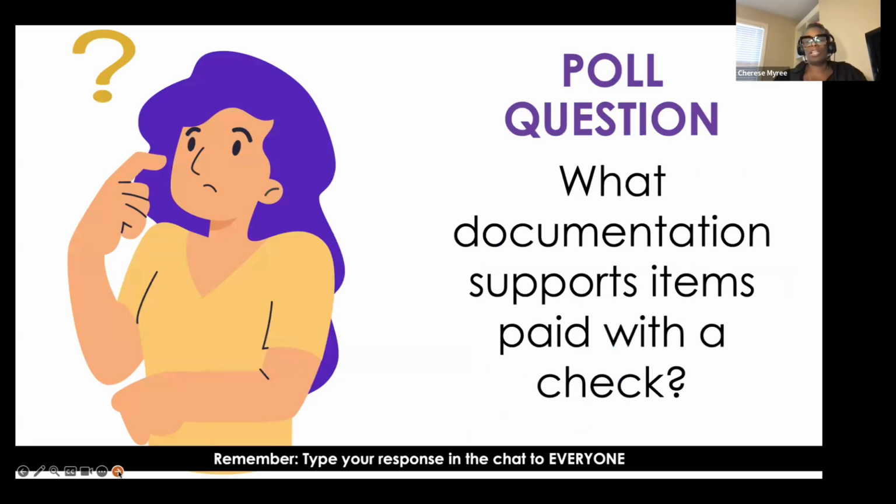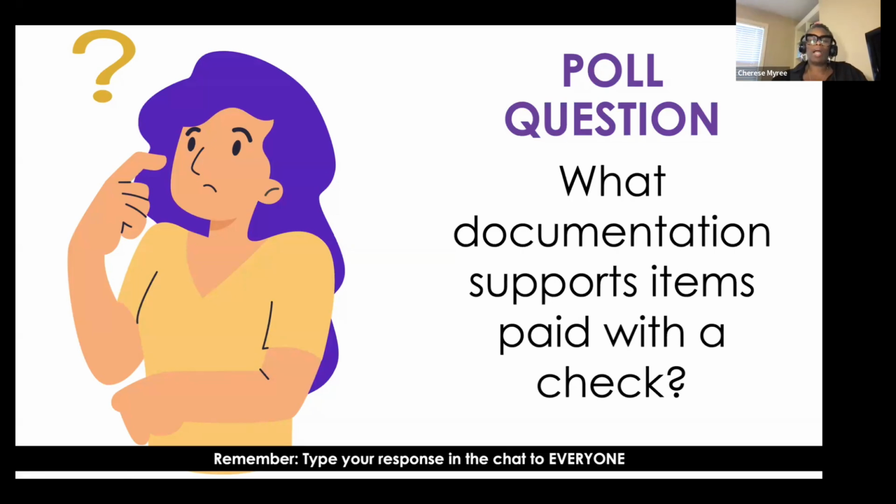So our next question is, what kind of documentation supports items paid with a check? And you can put your response in the chat to everyone. And so I see some of those responses coming in.